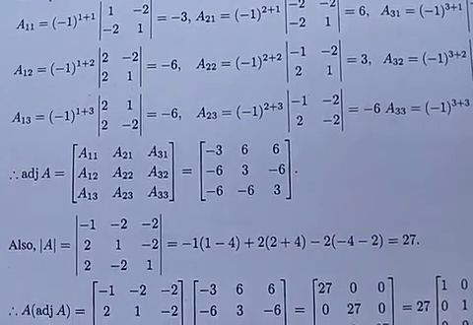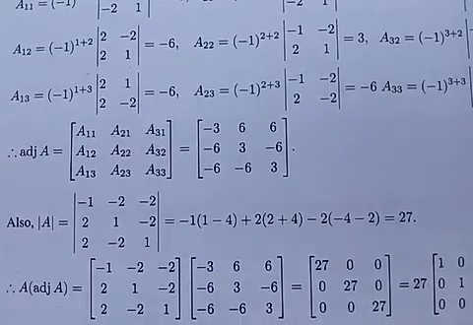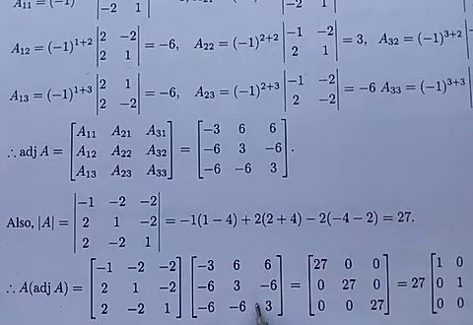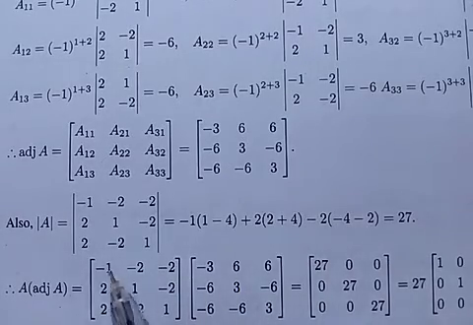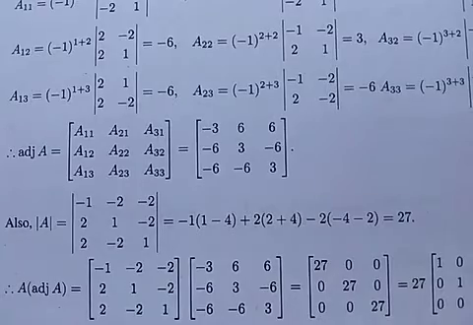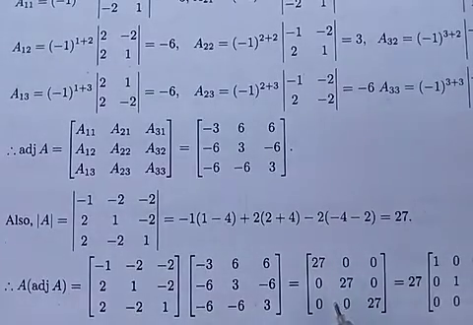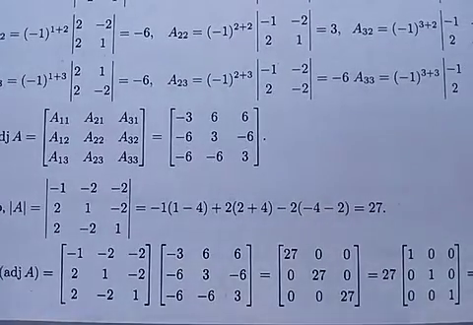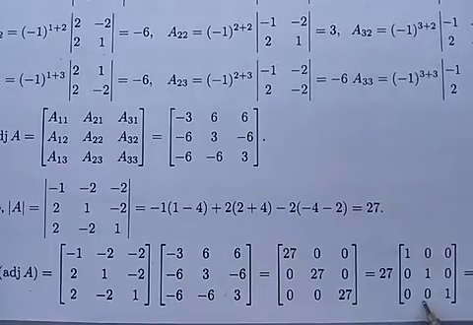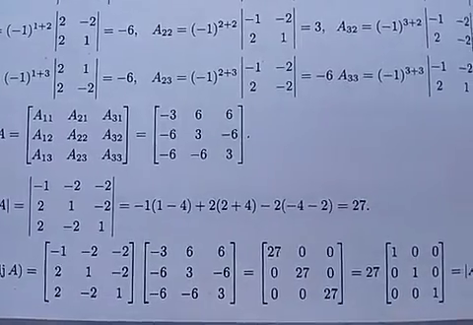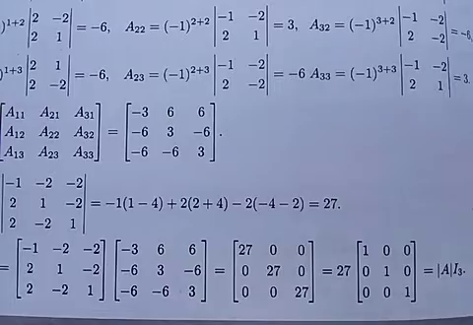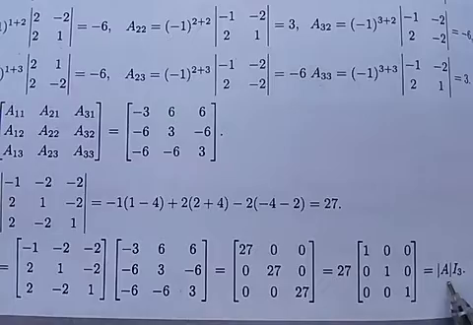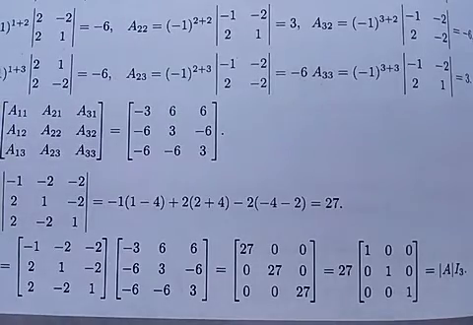A multiplied by adjoint of A. We can write here, this is the value of matrix A and this is adjoint of A. Now we can multiply row by column. We have a matrix of order 3. Taking 27 as common, we can write here, this is the identity matrix of order 3. We have determinant of A multiplied by the identity matrix of order 3. The first property is proved.